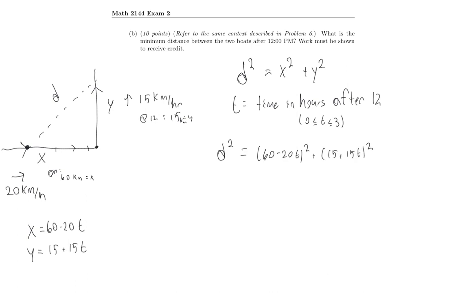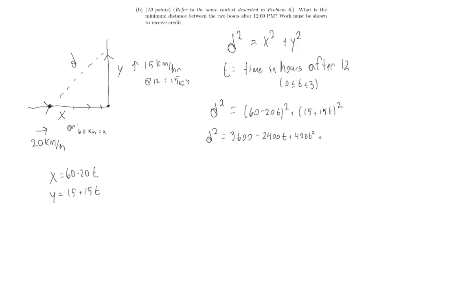And we can go ahead and square those out. So d squared is going to be 3,600 plus 2,400t plus 400t squared. And we square the other one out, we'll get 225 plus 450t plus 225t squared.